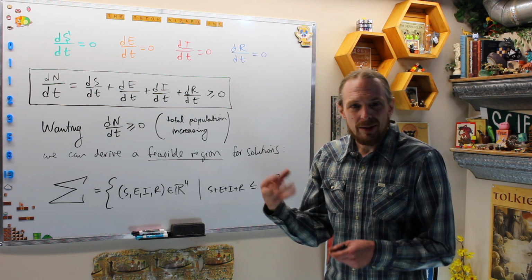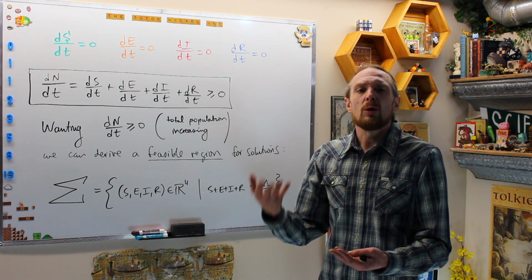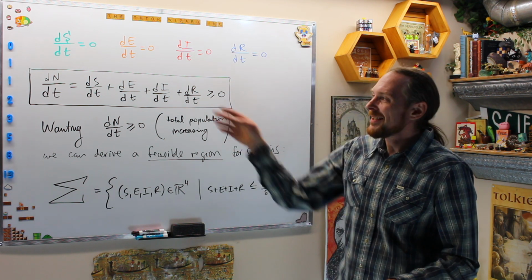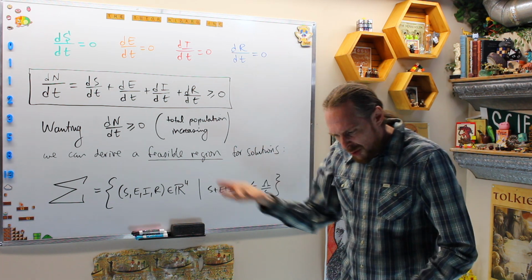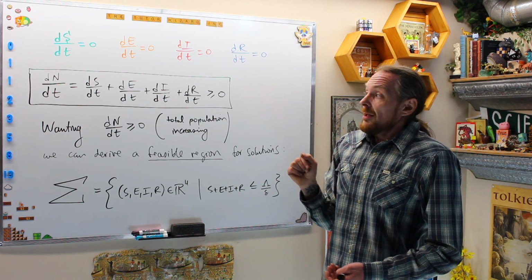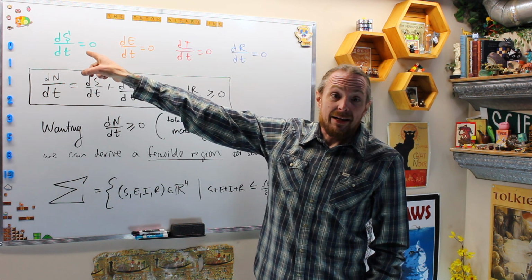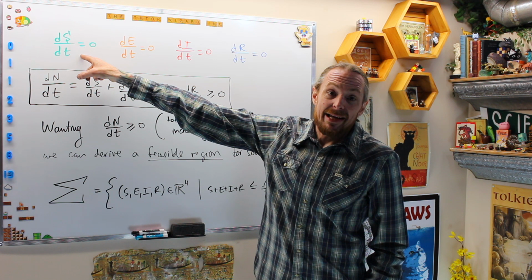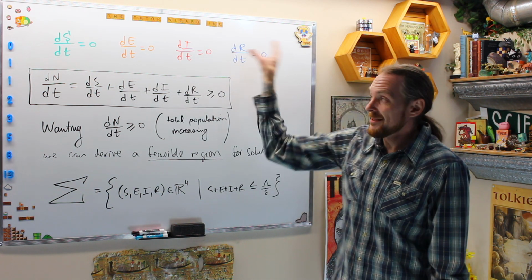looking at equilibrium scenarios. Equilibrium means that there's no change in the system. Mathematically, derivatives describe change, remember. If we're saying there's no change in an equilibrium state, that means the derivatives are zero. Remember, these all had equations. This one was lambda minus beta SI minus delta S, and they all have equations, so we're going to set those equal to zero.